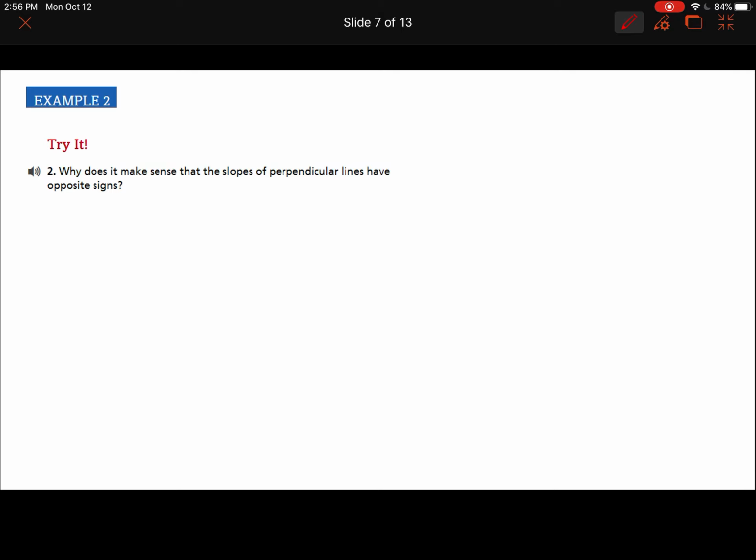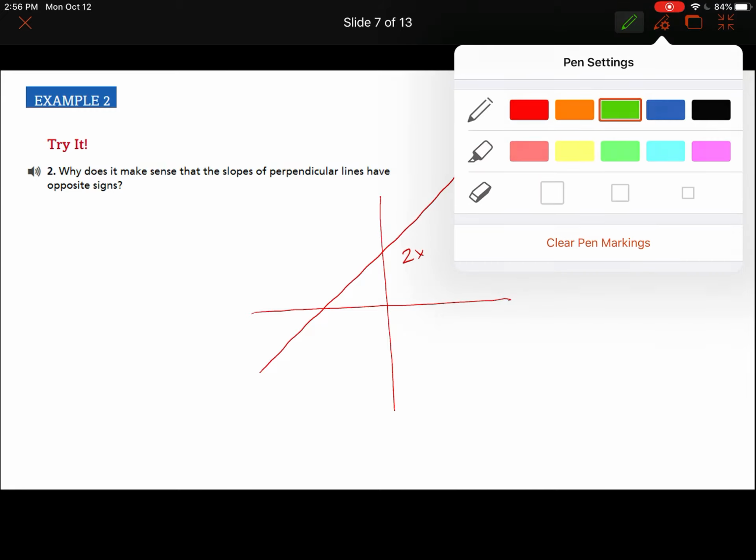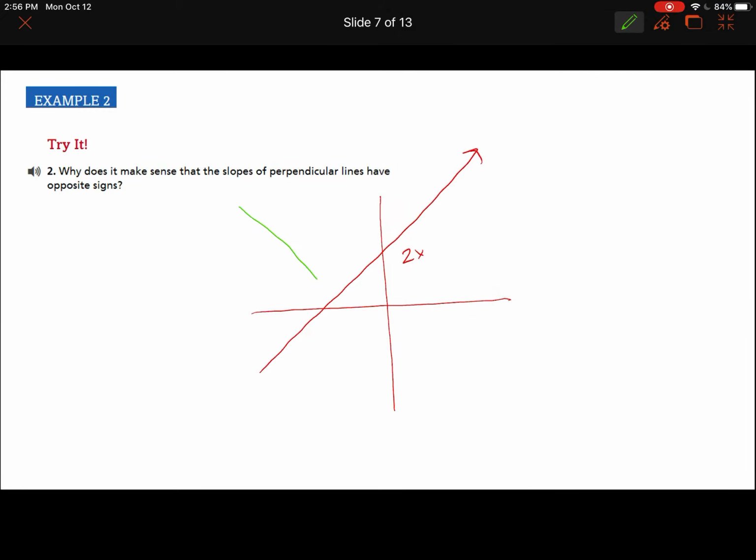So why does it make sense for the slopes to have opposite signs? Well, let's just draw these in quickly. Let's use that 2x again. Positive slope is going up and to the right. To get that right angle, I've got to change this, and I've got to have it headed this direction. Now I have a negative slope. It's going down and to the right. And that's going to be every single one of these. Now the y-intercept could be positive or negative, but the slope, in this case, has to be negative 1/2.